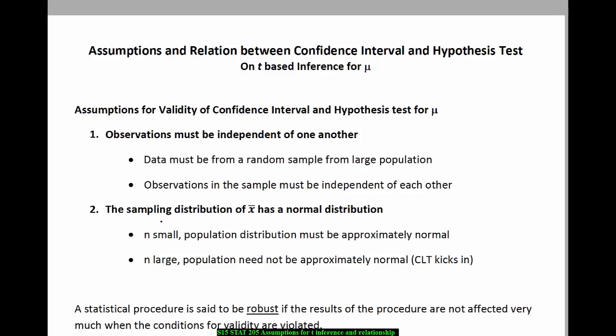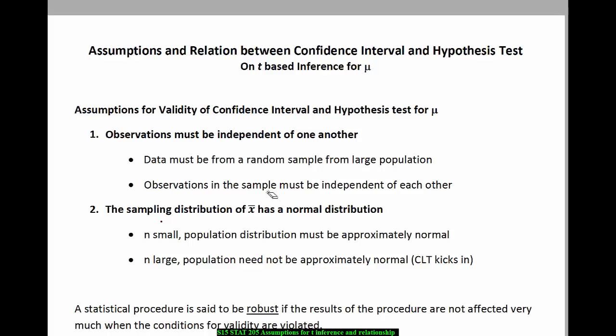So we have two main assumptions that need checked. The first one is that the observations have to be independent of one another. Now we'll usually just check to make sure that the data is from a random sample from a large population. So if it's mentioned somewhere, we're going to assume that this is good, and if it's a random sample, then the observations are probably independent of one another. There are other ways that dependence can sneak in, so we've listed this a second time, that we need to verify that the observations are in fact independent of each other.